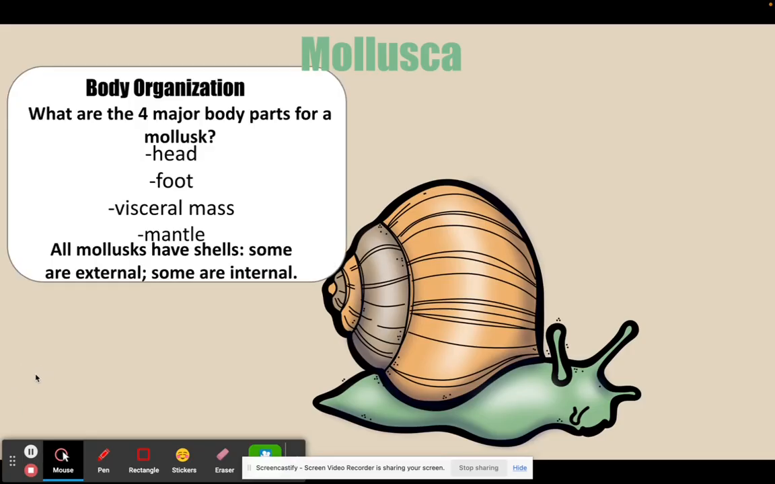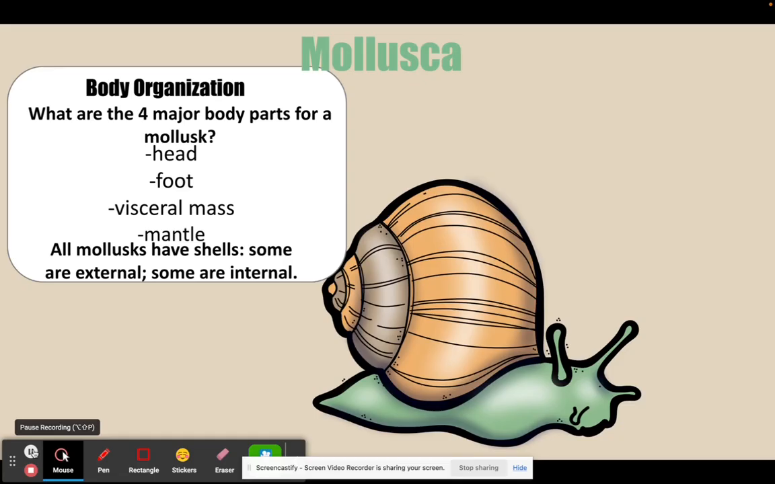So the mollusks actually have specific parts to them. This is why there are snails, octopi, clams, and squid that all fall into this phylum. They have four major body parts: a head, a foot, a visceral mass, and a mantle. And I'll show you what those parts are in a minute.